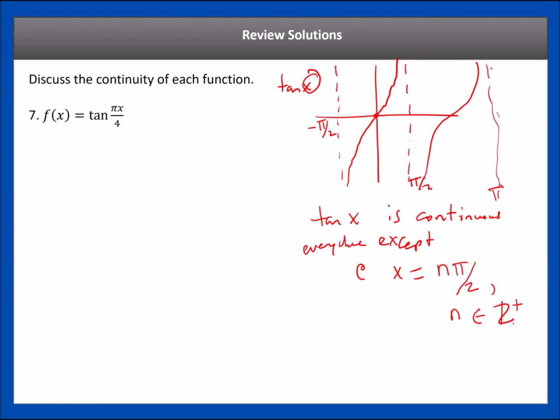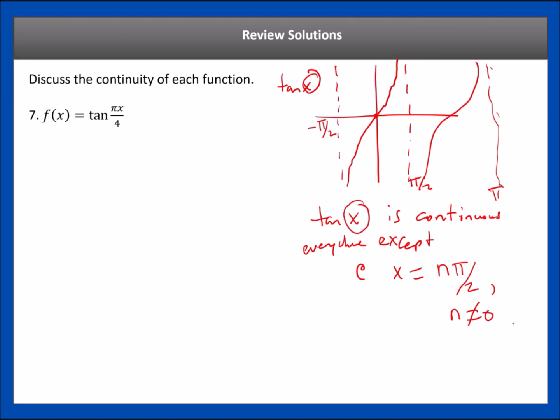Okay, so n has to be, or where n does not equal 0. Sorry, let's just say that n does not equal 0. So n could be a negative integer as well. So you could have negative pi over 2, negative pi, so on and so forth, right? Positive pi over 2, positive 3 pi over 2, all that.